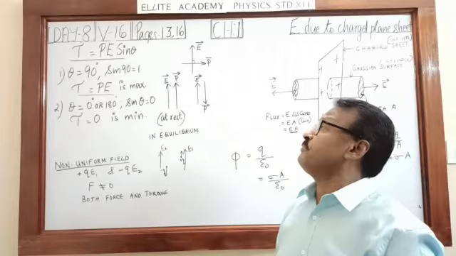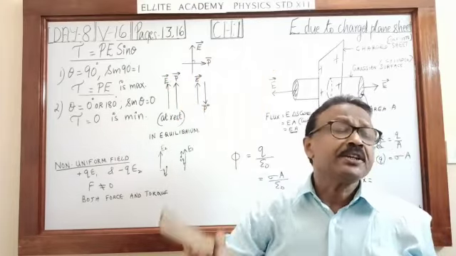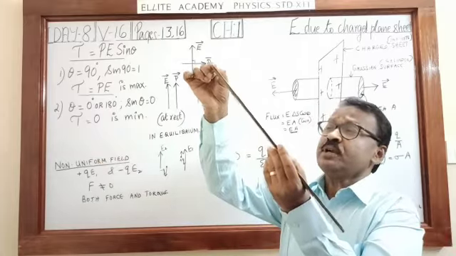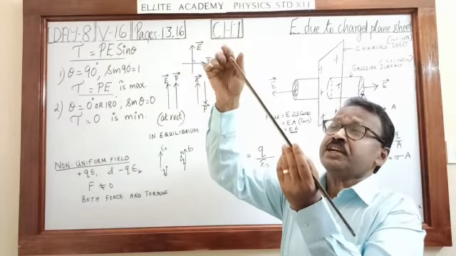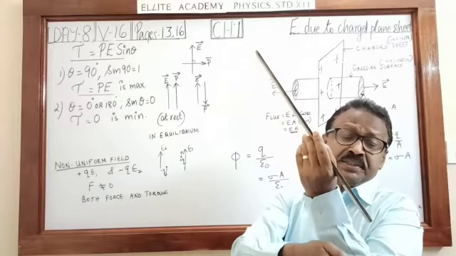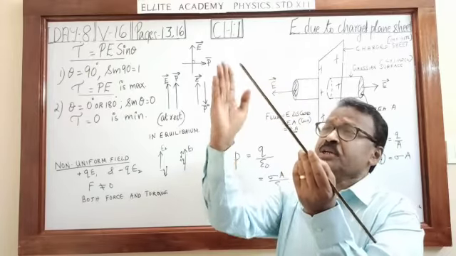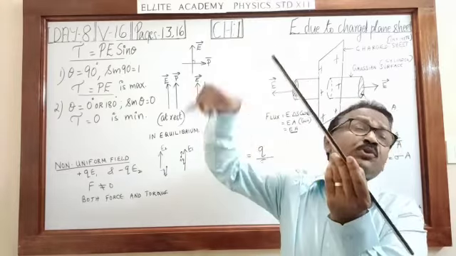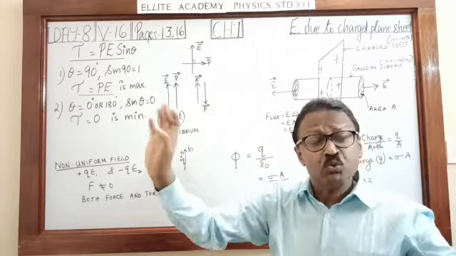Now what will happen if the electric field is not uniform? Not uniform means what? This was our dipole. The force acting on this, the electric field at this end and electric field at this end are going to be same. So one is plus QE and another is minus QE. Total force is 0. That is why it is not moving.